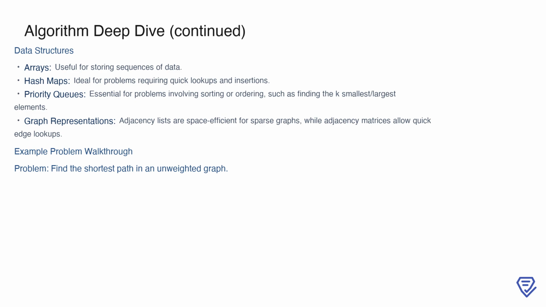Adjacency lists are space-efficient for sparse graphs, while adjacency matrices allow for quicker edge lookups. To illustrate these concepts, let's walk through an example problem, finding the shortest path in an unweighted graph. This problem will help clarify how to choose the right data structures and apply algorithmic techniques effectively.